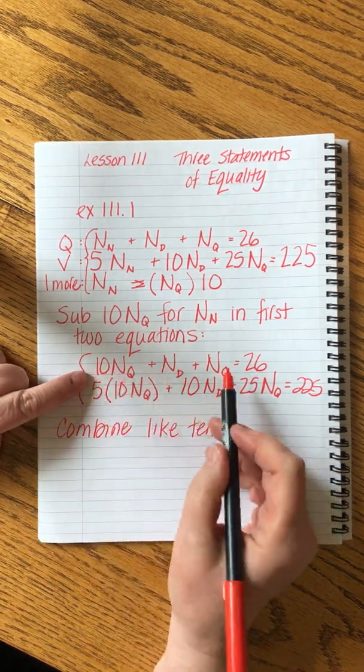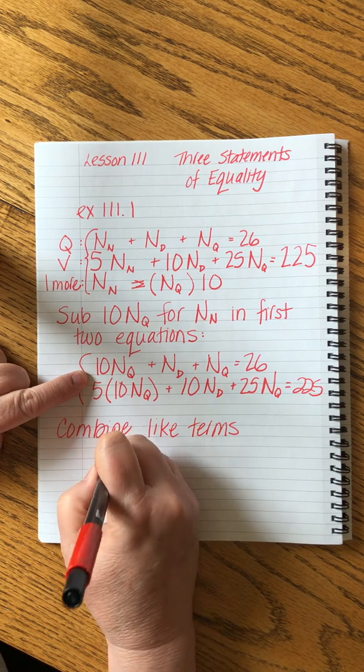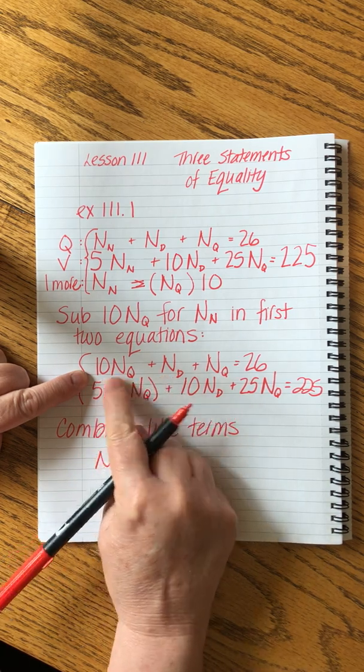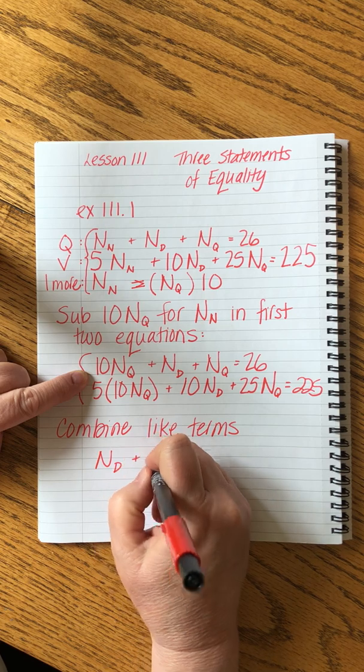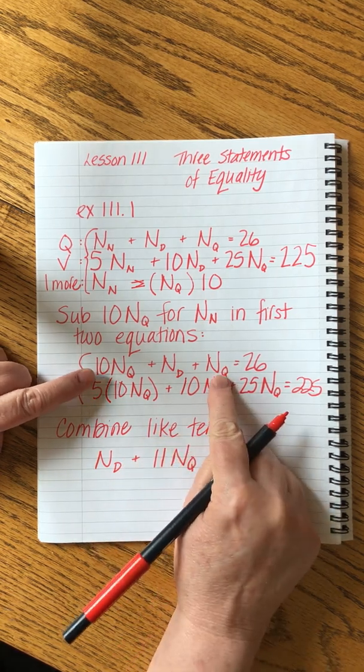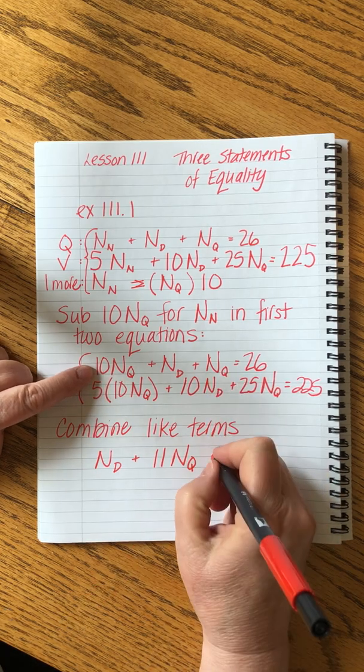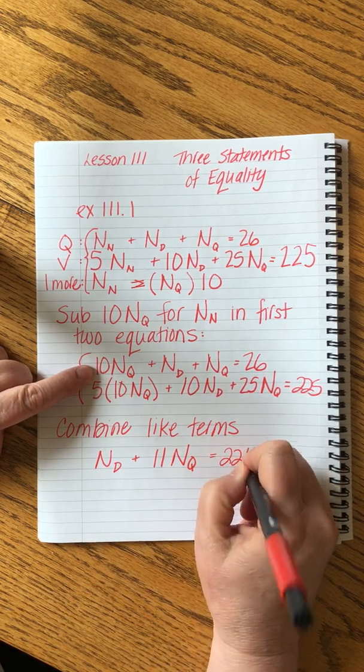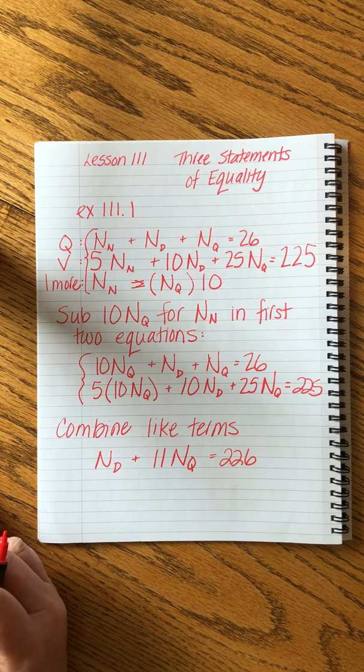So in the first one, I'll have ND, that stays the same. I keep them in order. It's not really necessary, but I like to, just keep things neat and organized. I'm adding the 10 and the 1. That equals 226. Okay? And then I have to fix the second one.